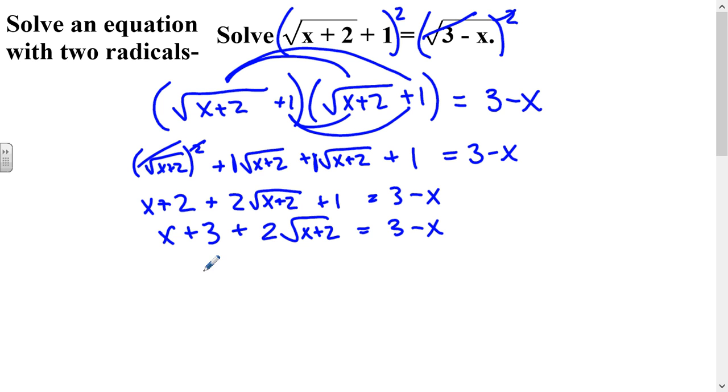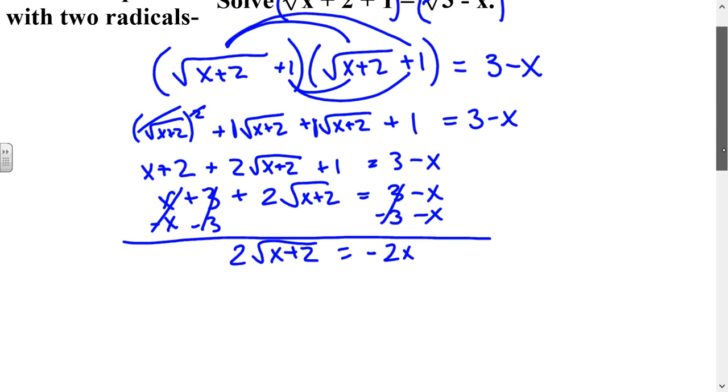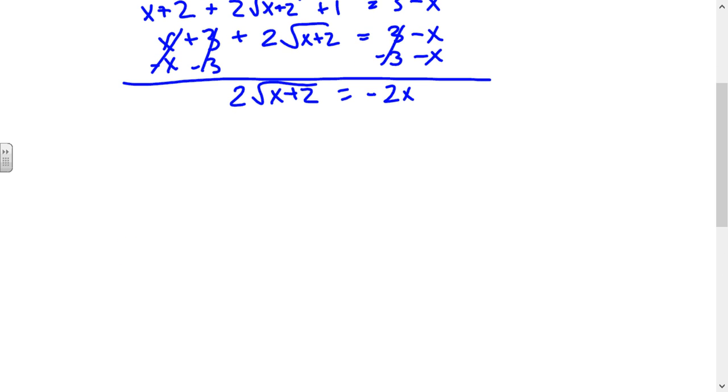So then if I subtract 3 from both sides, these cancel out, and then I can subtract x from both sides. So these cancel out, and I have 2 times the square root of x plus 2 equals, and then this would be negative 2x. Now from here, I want to try to get the radical by itself again. So I'm going to cancel out this 2 in front. To do that, I have to divide both sides by 2. So these cancel out, and I get the square root of x plus 2 equals, and then this would just be negative 1x.